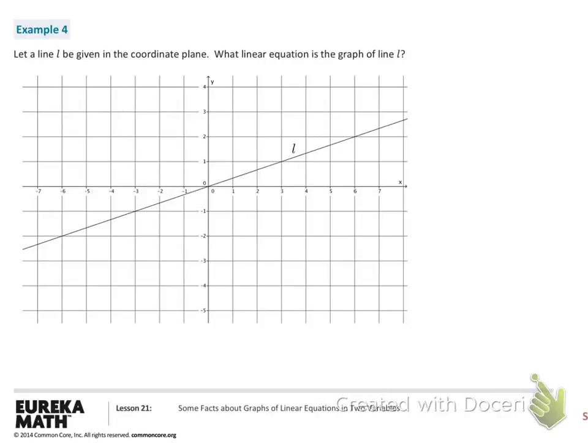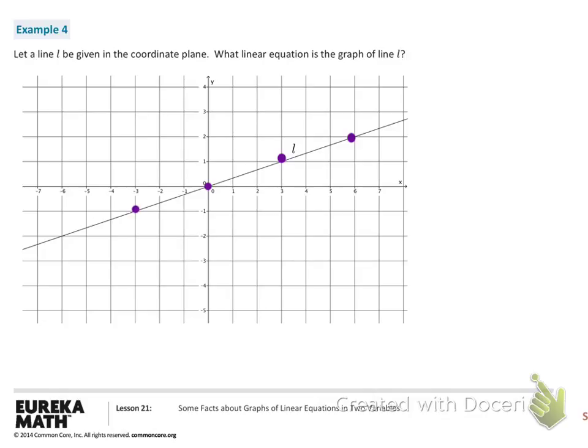Okay, let's look at example 4. We want to find the linear equation that describes the graph of line L. So this line is actually going through a lot of nice points. Let's look at a couple of them right here, right here. This graph actually goes through the origin, and then here's another one here. So let's look at what that slope would be.